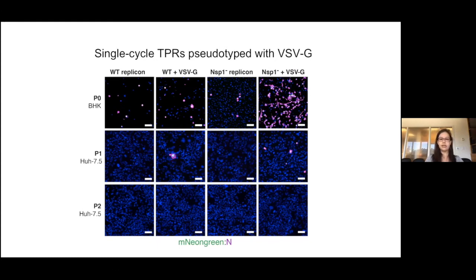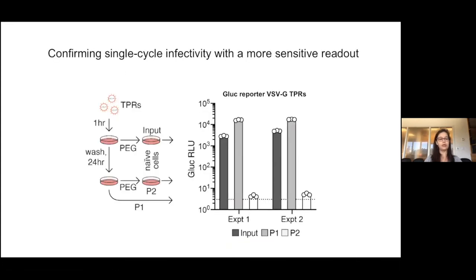Because this point was very important to us, we also repeated this with a more sensitive readout, where we used Gaussian luciferase replicons, which we then further concentrated. So the idea is this: we take the Gaussian luciferase TPRs and infect cells in a 6-well format. After 1 hour, we take this initial inoculum and concentrate it by PEG. And we test the presence of TPR in the supernatant by infecting naive cells and measuring the Gaussian luciferase signal. And you can see it here. We get a nice signal, which means the inoculum is there.